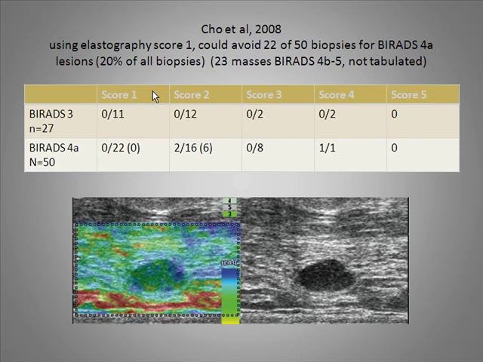is going to decrease a lot of biopsies without missing any cancers. And in this particular series, half of their masses that went to biopsy were BI-RADS 4A. The other half were 4B, 4C, or 5. And of that half that were BI-RADS 4A, half of those could have avoided biopsy using an elasticity score of 1. So although we're applying a very narrow category of elasticity score against a very narrow category of BI-RADS assessment, we're actually encompassing the majority of masses that go to biopsy. And in this series, we would have avoided 20% of all biopsies by utilizing elasticity.